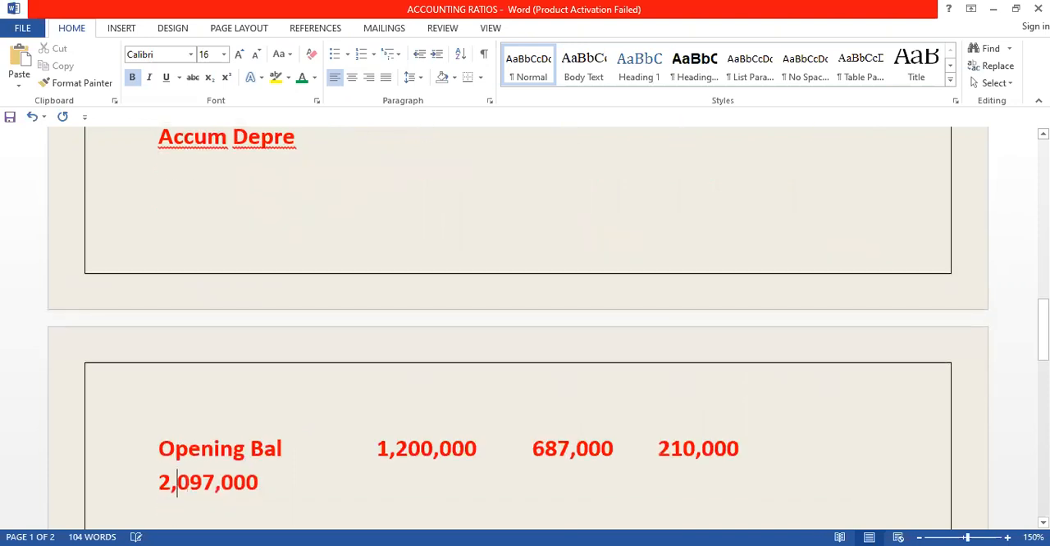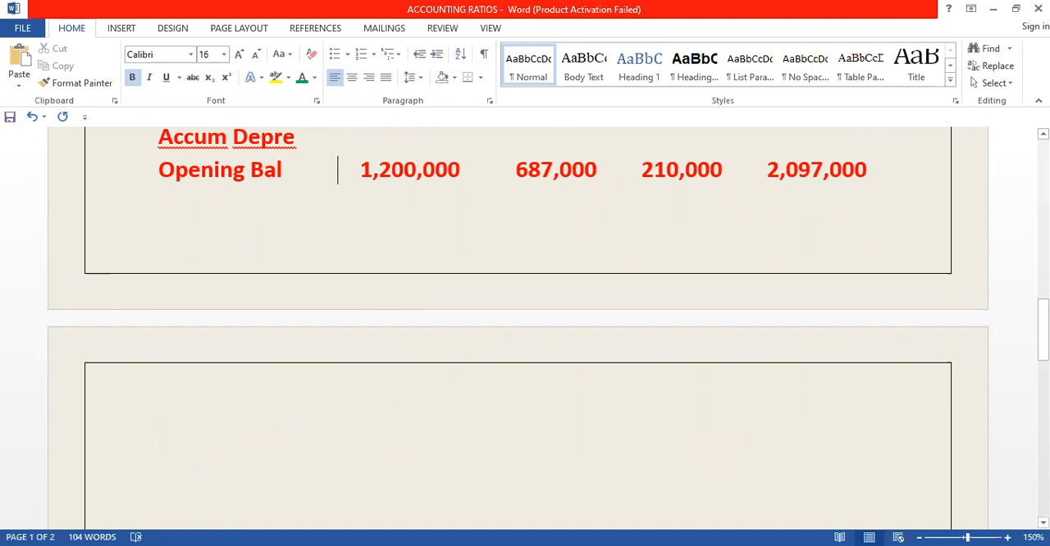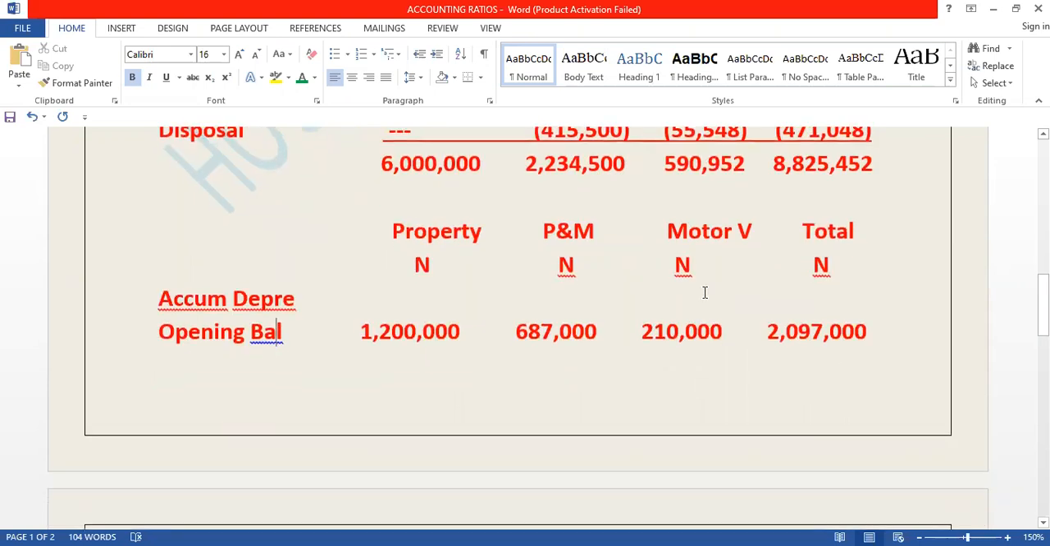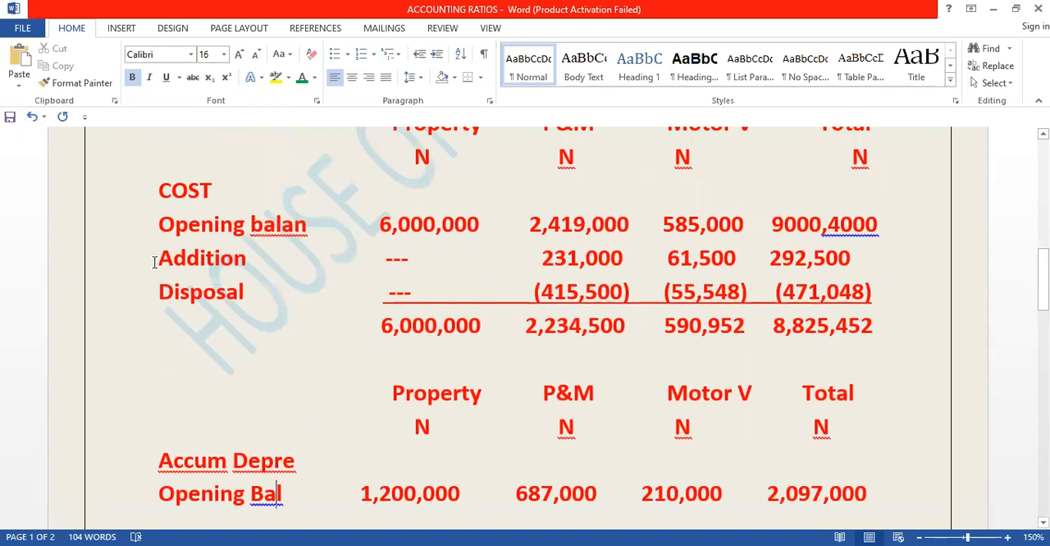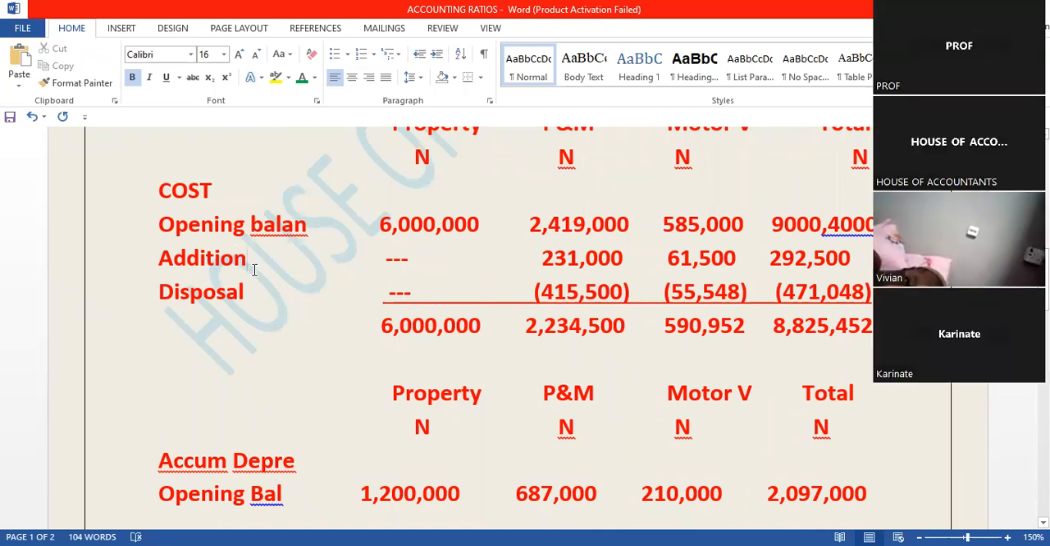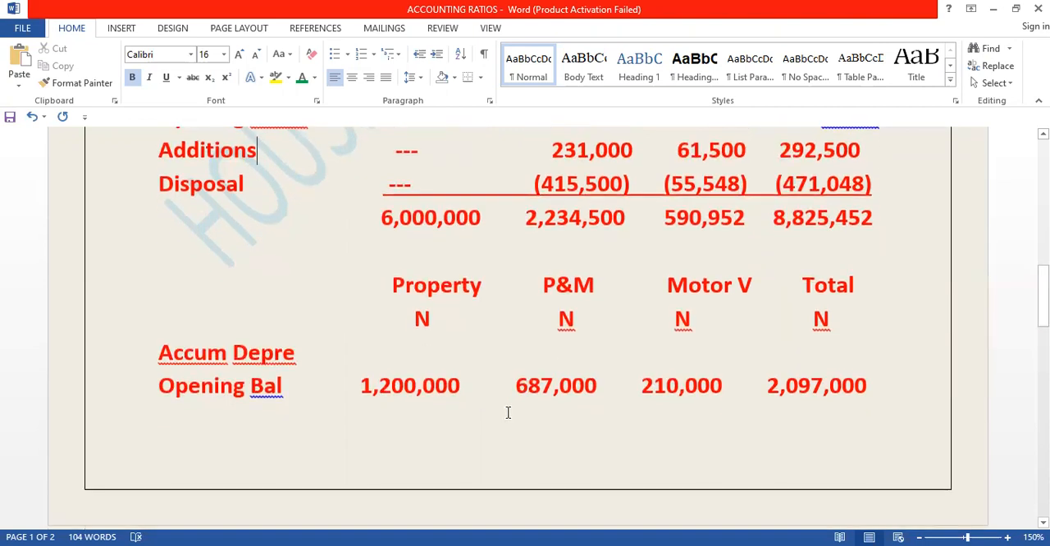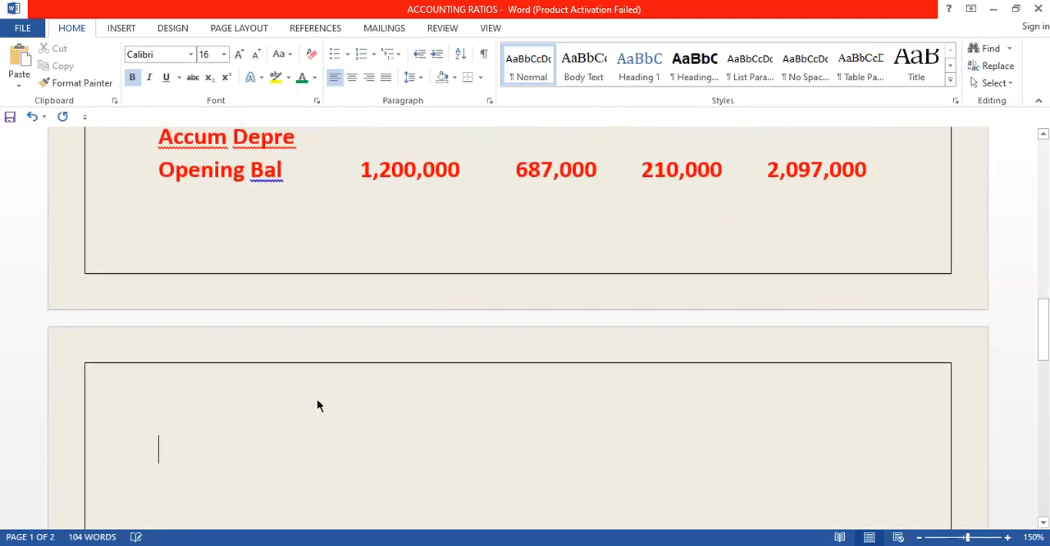So after this, what is the next thing to do after opening balance? Just like what we have done here, after opening balance for the cost, the next thing we did is to calculate additions for that year. So we also need to calculate additions for that year. And how do we calculate depreciation? So we'll come here and call this one workings.